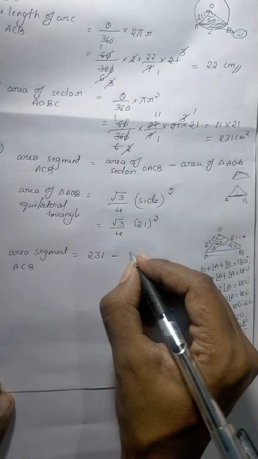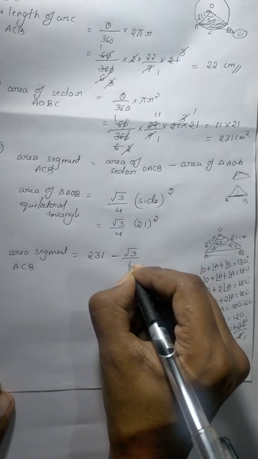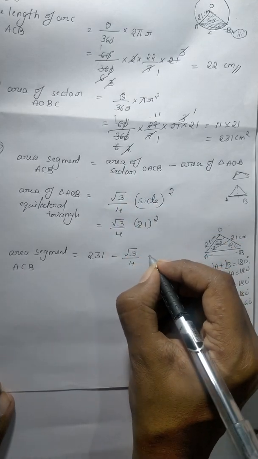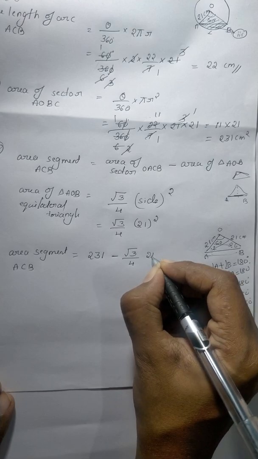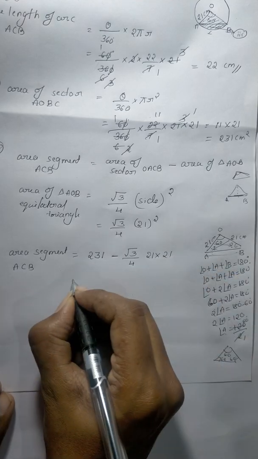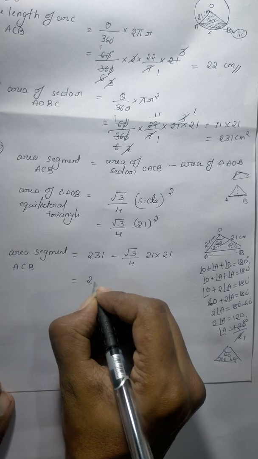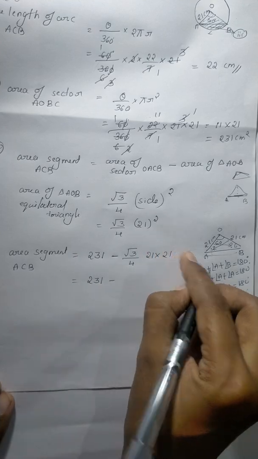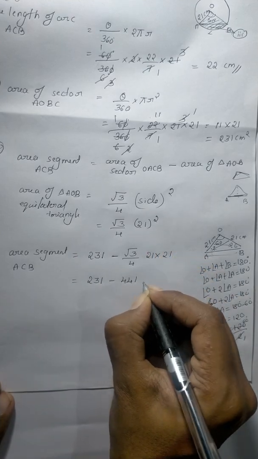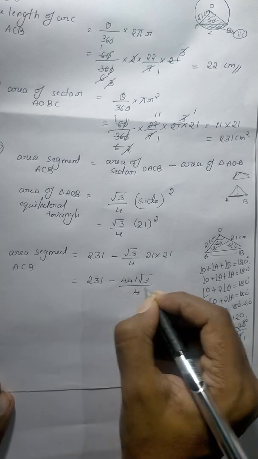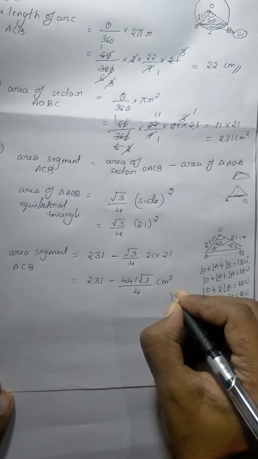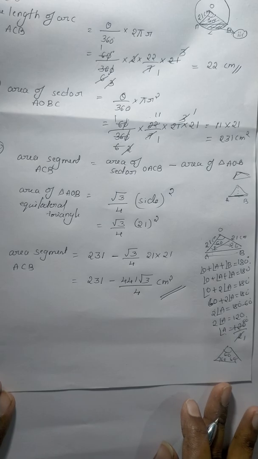So area we have calculated: root 3 by 4, 21 square, we will write it as 21 into 21. So it will not cancel, so I'll write like that only. So 21 into 21, 441, 21 square, square root of 3 divided by 4. Let me keep the answer here only, centimeter square.